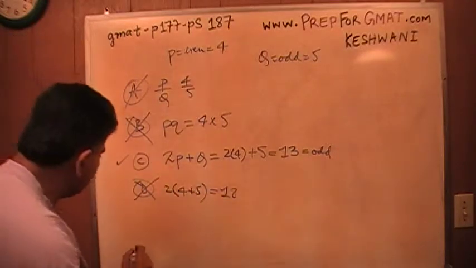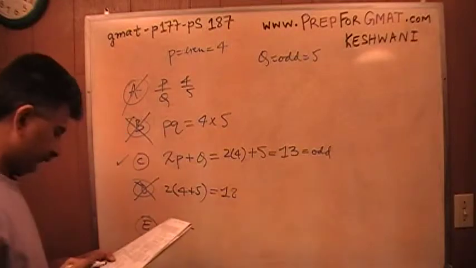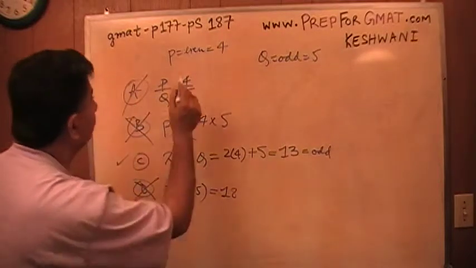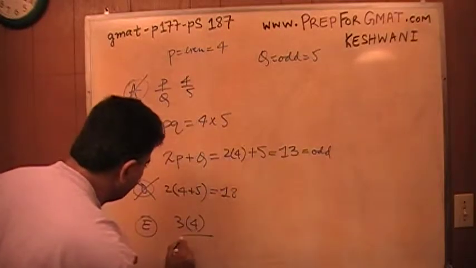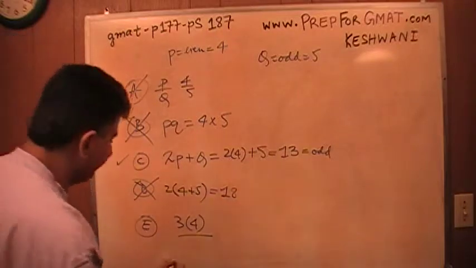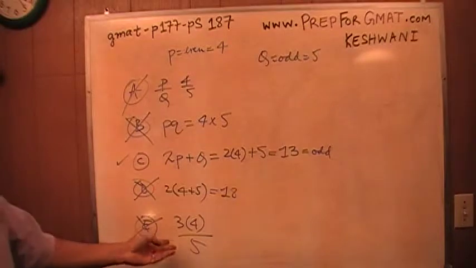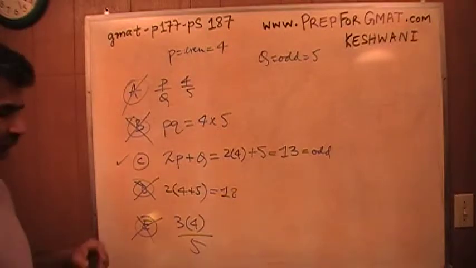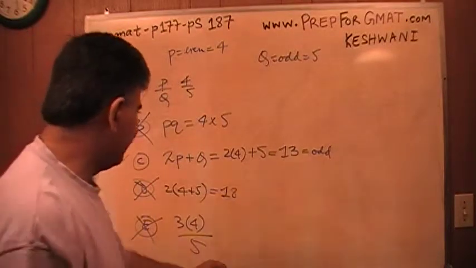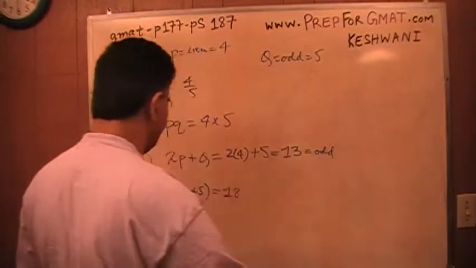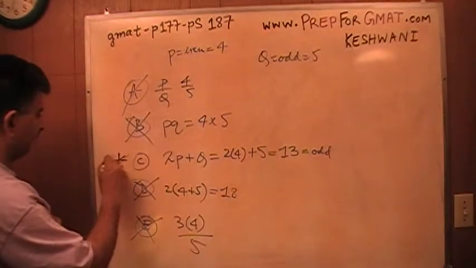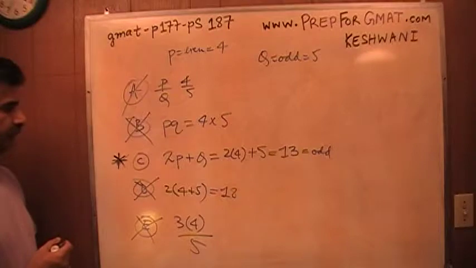And finally, E is 3 times p over q. It's not even an integer, let alone an odd integer. It's 12 over 5. It doesn't work. So the only answer choice where we find an odd integer is this one. That's it. That's your answer.